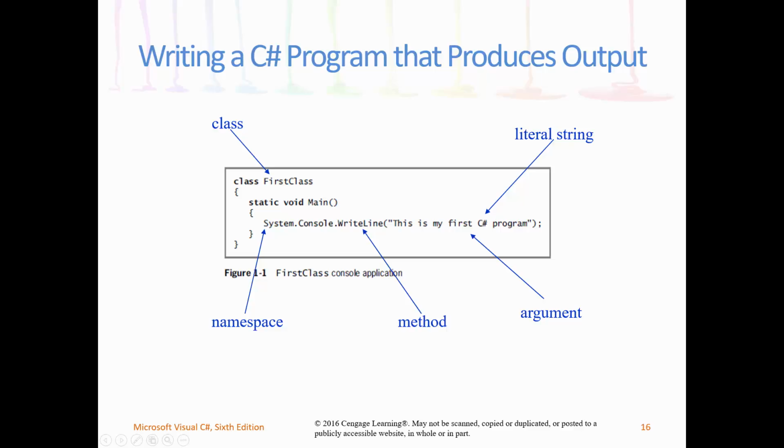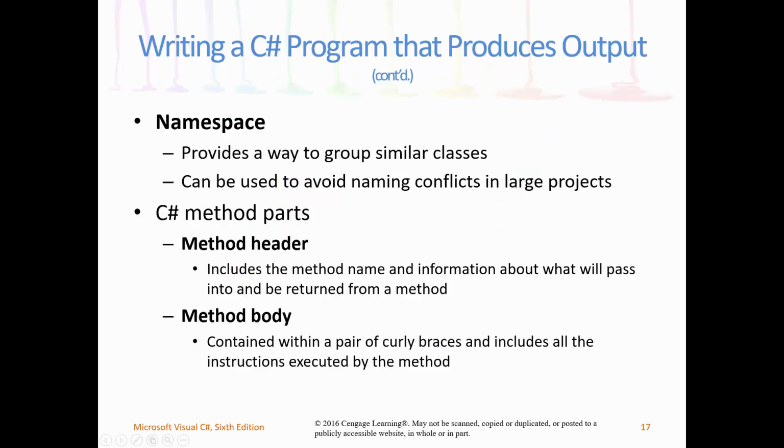So you've got a lot of stuff in here. You've got a class that's named first class. Again, mine was named my first class. You've got a namespace, which is system. You've got a method, which is WriteLine. And you've got an argument to WriteLine, which is this string that says this is my first C# program.